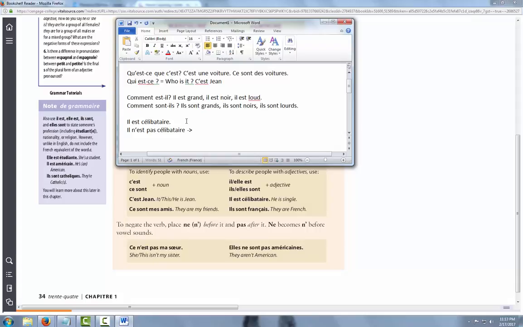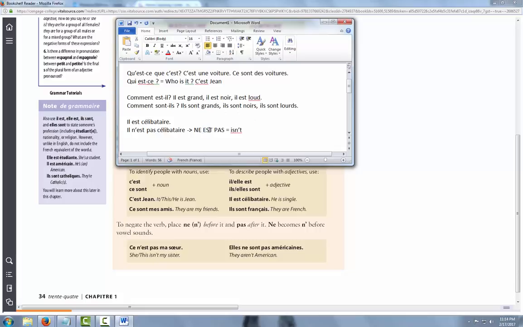So you're using the ne, and then the verb, and then you pas. And that differs from English too, because it means he isn't. In English, it's just one form. He is not. Okay? Here you have the ne and the pas. And in the middle, you have est.